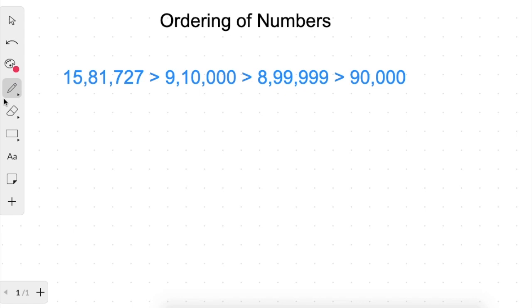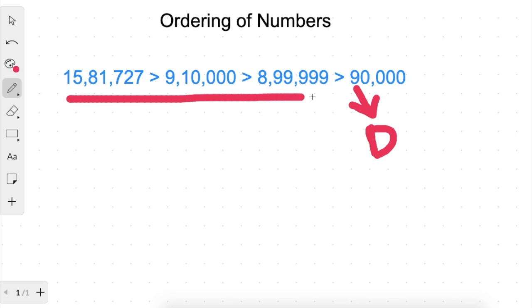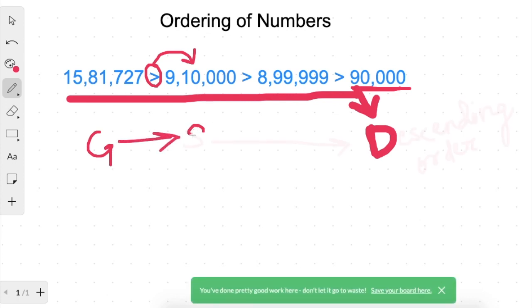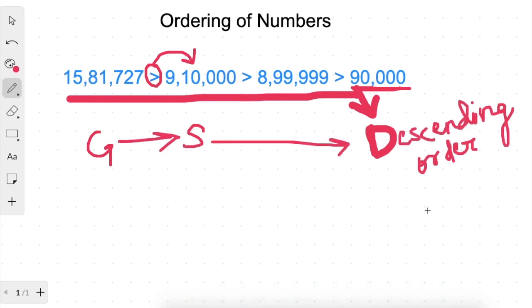Yes, you are absolutely correct. This is descending order. So I'll just write down D for descending order. This is descending order because you can see that every time we are writing a lesser number here and the last is the smallest. When we are writing from greatest to smallest, that is descending order.